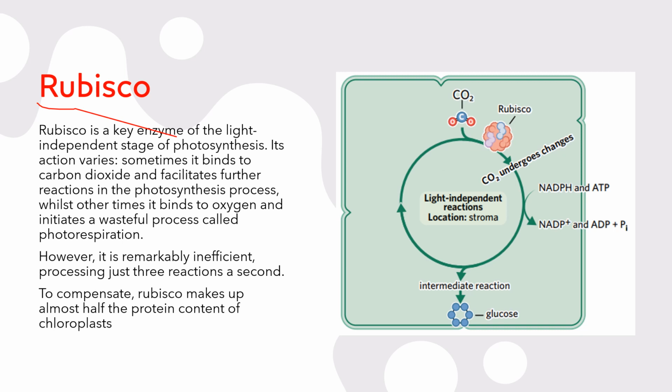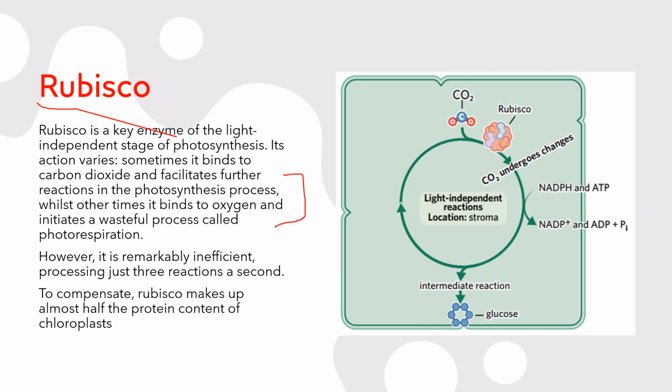However, rubisco is remarkably inefficient. It is a stupid enzyme, honestly, I will say it, because it's got a lot of problems. It only does 3 reactions a second, which you might think is really good, but it's actually not very good in terms of enzymes. To compensate, it makes up almost half the protein content in chloroplasts. So that's one problem with rubisco. There's also another problem, which we'll go through a little bit later on, which is called photorespiration.